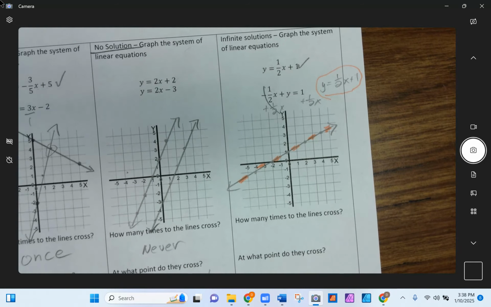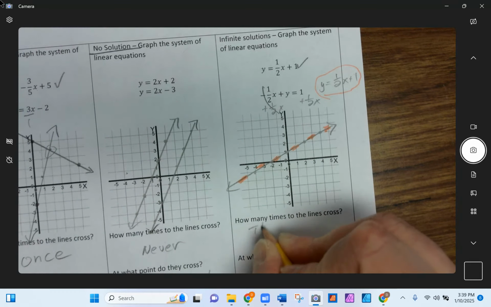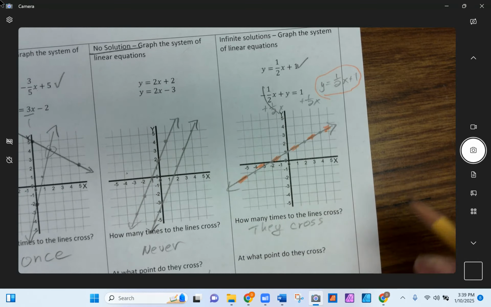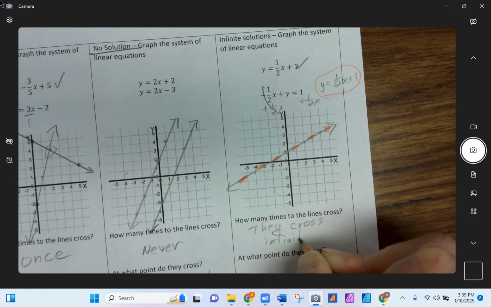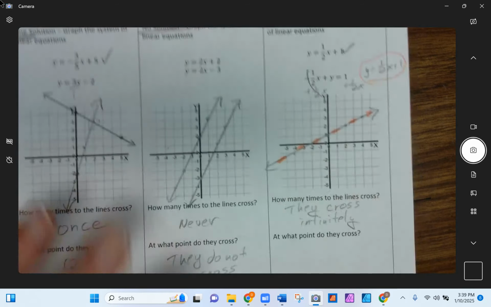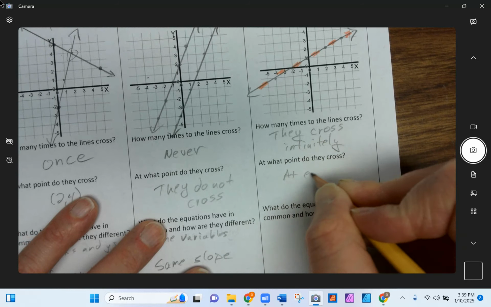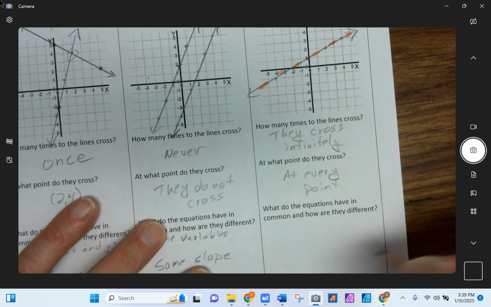How many times do they cross? Well, they cross infinitely, right? Okay, every point on one line matches to another point on the other line, okay? They cross infinitely, so, oh, look at that, infinite solutions. At what point do they cross? At every point, okay?